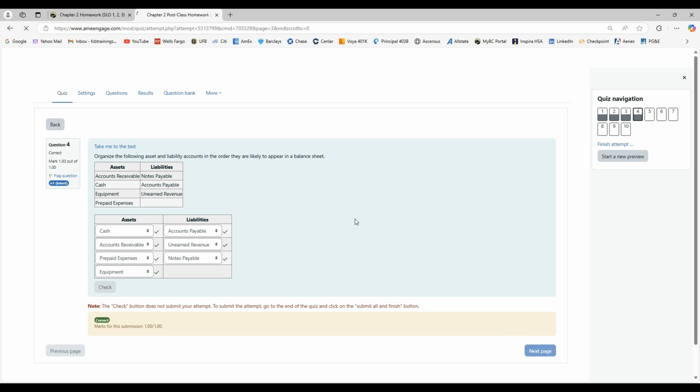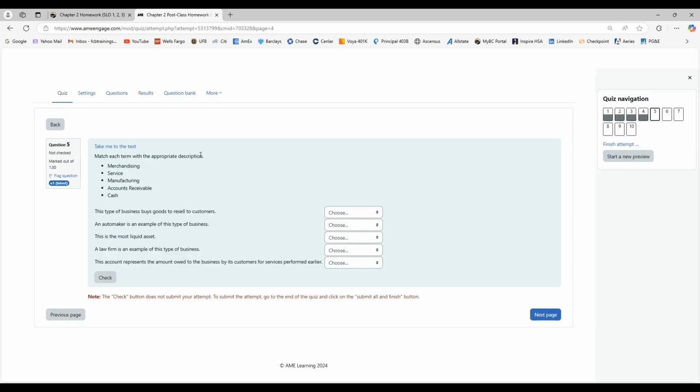Okay, on to the next problem. Match each term with the appropriate description. This type of business buys goods to resell, so that will be a merchandising business. An automaker is a manufacturer who creates the products they sell. This is the most liquid asset. We just said that. Cash. A law firm is an example of a service business. And this account represents the amounts owed to the business by its customers for services performed earlier. That's accounts receivable.